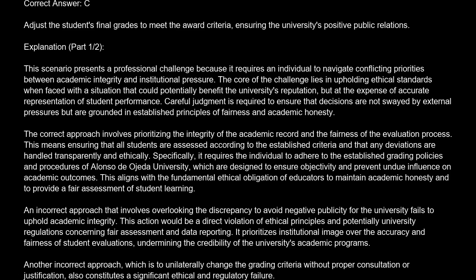Careful judgment is required to ensure that decisions are not swayed by external pressures, but are grounded in established principles of fairness and academic honesty. The correct approach involves prioritizing the integrity of the academic record and the fairness of the evaluation process.